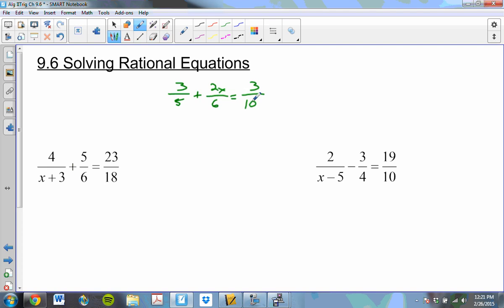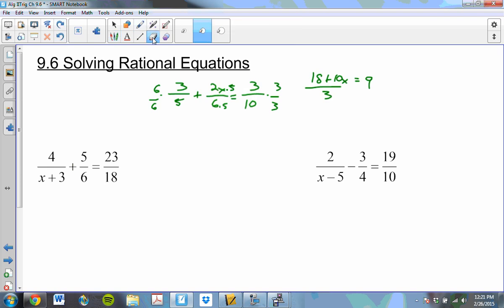we would find the lowest common denominator of 30, so we'd multiply this by 6 over 6, and this by 5 over 5, and this by 3 over 3, and we would get 18 plus 10x equals 9, and we could just drop the denominators. We would technically have this over here, but we don't need those denominators because we multiply both sides by 30, the denominators go away. So we really have this, which we would then solve and get whatever we get. You get the idea. We do the same thing here.